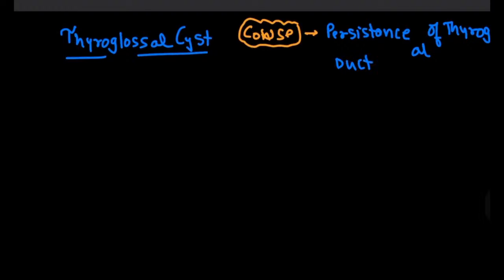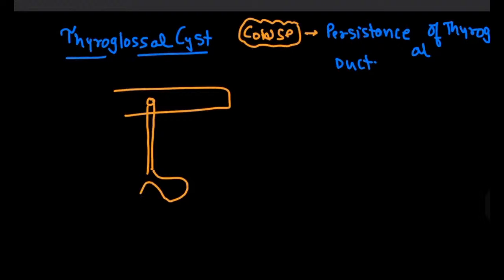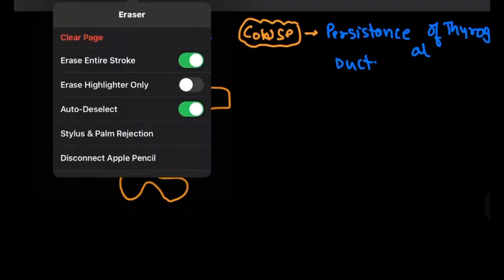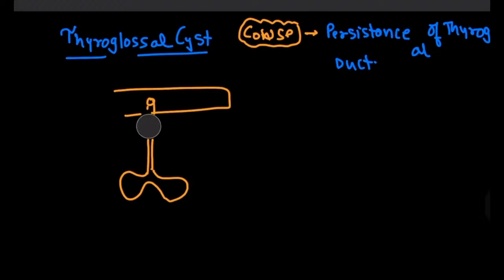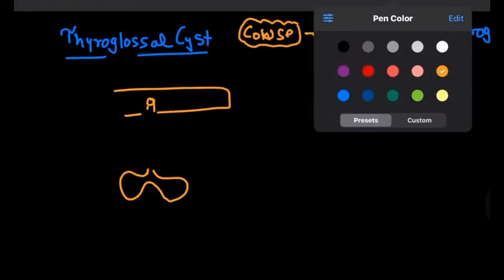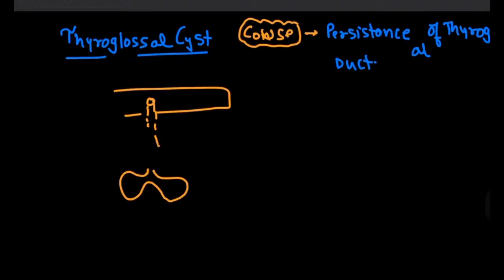thyroglossal duct. Normally you have the tongue, and from the base of the tongue you get a thyroglossal duct. This duct comes down to the neck and leads to the formation of the thyroid gland, and once it has done that, it is going to disintegrate and go away. But if this thyroglossal duct does not go away and persists at one particular point, it can lead to the formation of a cystic lesion, and this is what you refer to as a thyroglossal cyst.